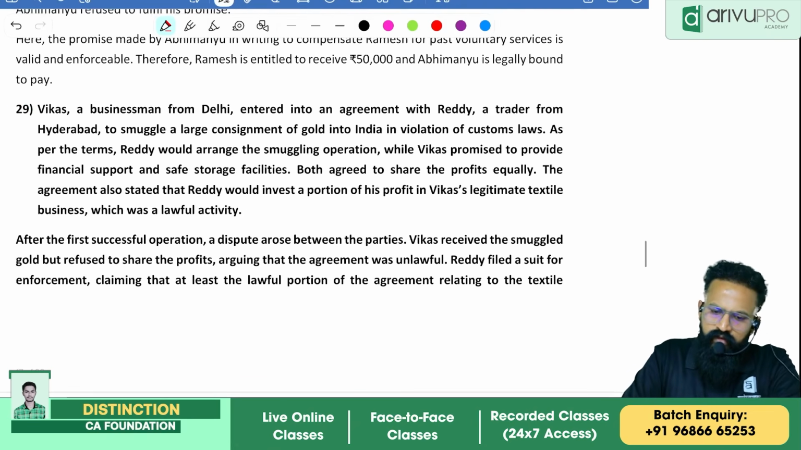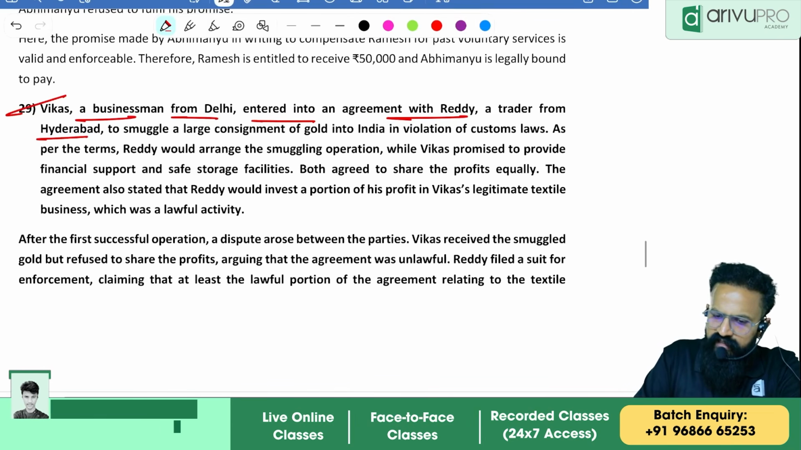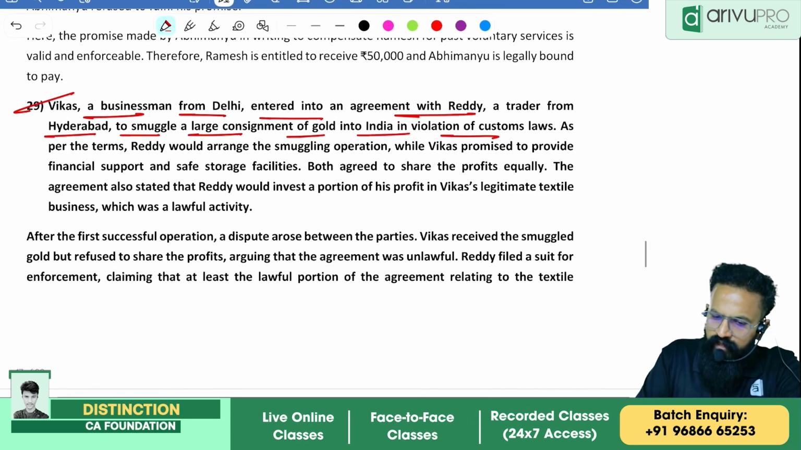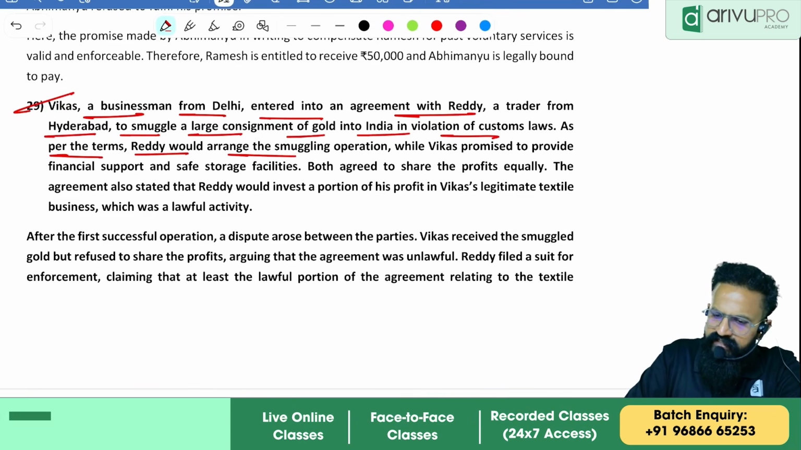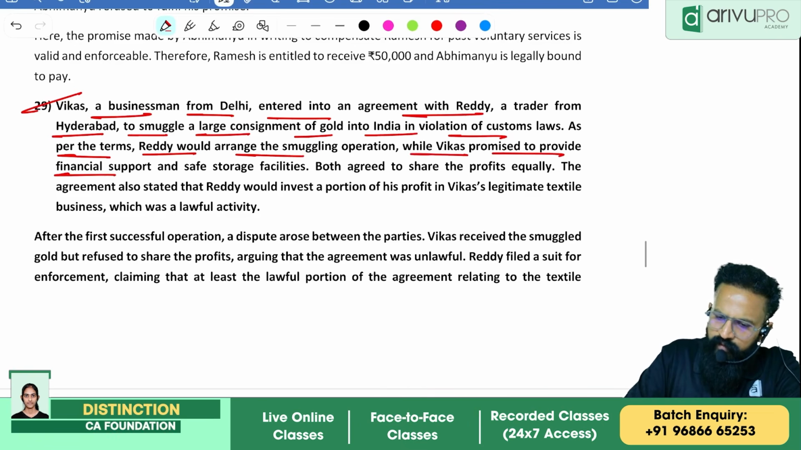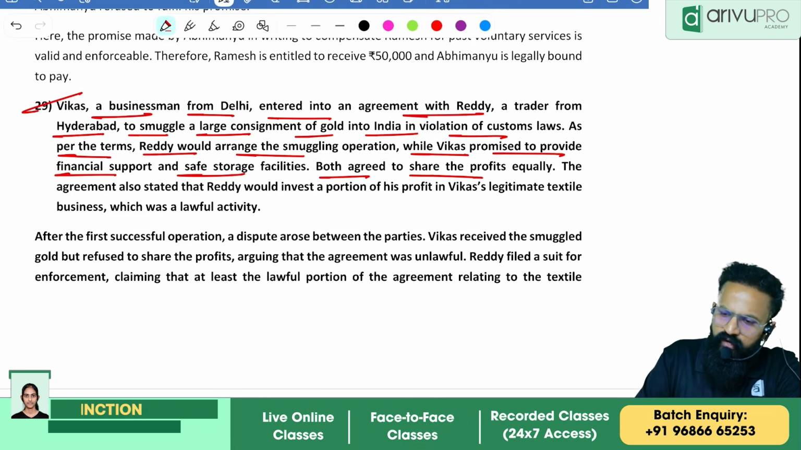A businessman from Delhi entered into an agreement with Reddy, a trader from Hyderabad, to smuggle a large consignment of gold into India in violation of custom laws. As per the terms, Reddy would arrange the smuggling operation while Vikas promised to provide financial support and safe storage facilities. Both agreed to share the profits equally.